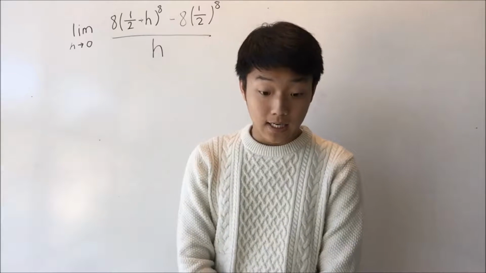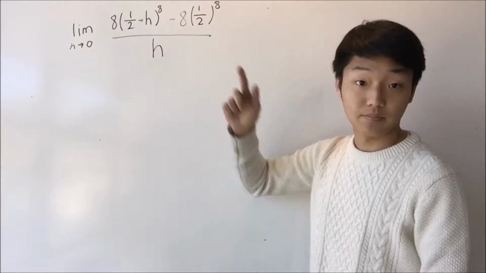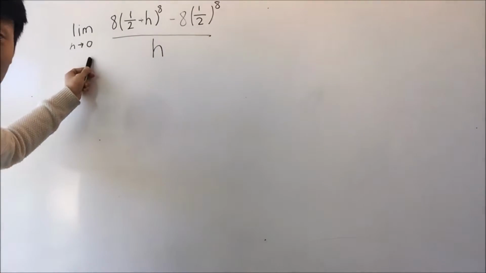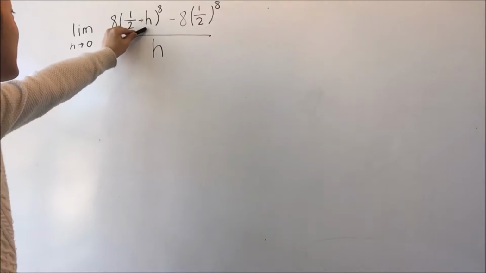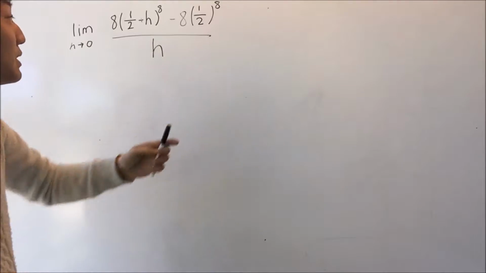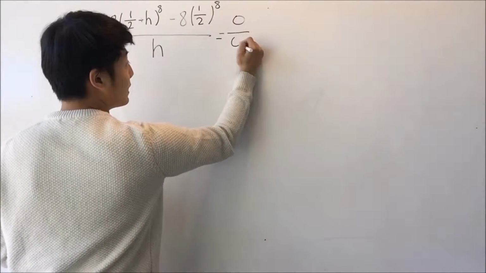Number 8 asks us to solve for the limit of this. When we look at this, if we just plug in 0, the bottom becomes 0 and the top, when we plug in 0 here, will be the same value and becomes 0. So it will be 0 over 0.